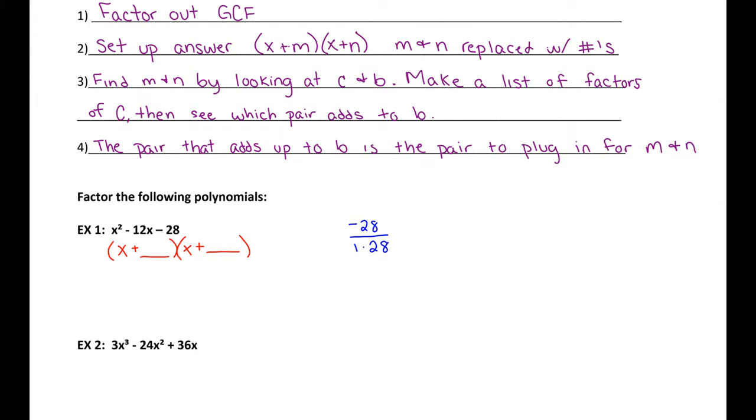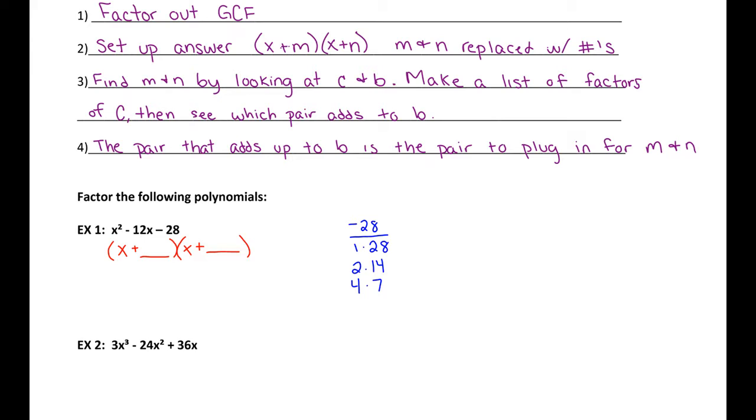So I have 1 and 28, 2 and 14, and 4 and 7. If you have trouble making the list of factors, use your calculator to help you. Try 28 divided by 1, 28 divided by 2, divided by 3, divided by 4, and so on. We're looking for whole numbers to be included in our factor list.